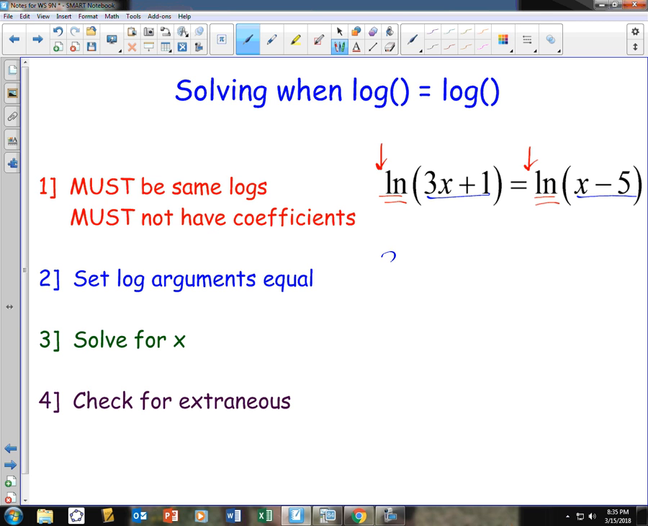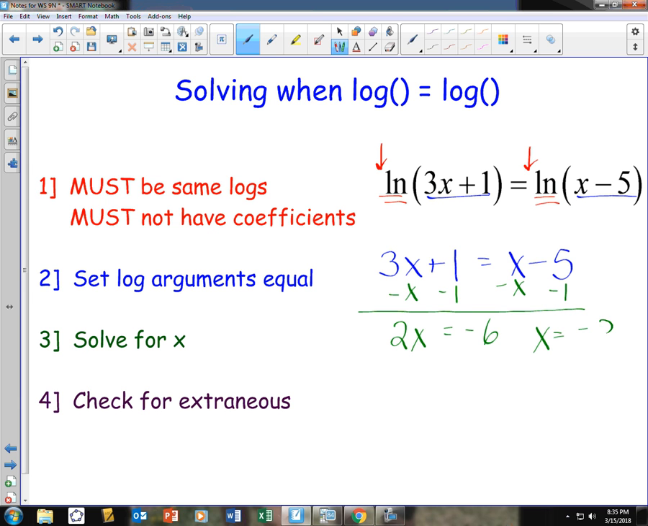So 3x plus 1 is equal to x minus 5. So these are really simple. Now we solve for x. And I'm going to get 2x equals negative 6. So x equals negative 3. All right, so there's my x value. But I still need to check extraneous solutions. So let's go back to the log equation and plug this in. So we need to make sure that it works.